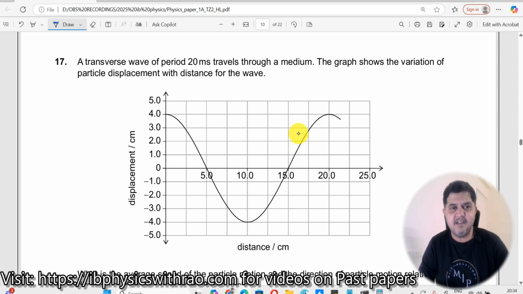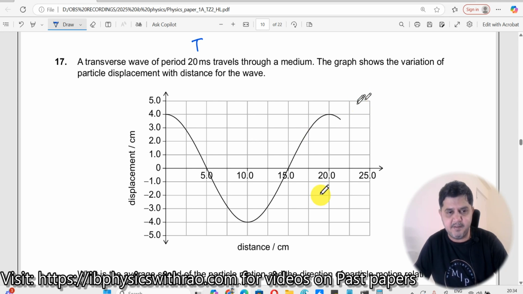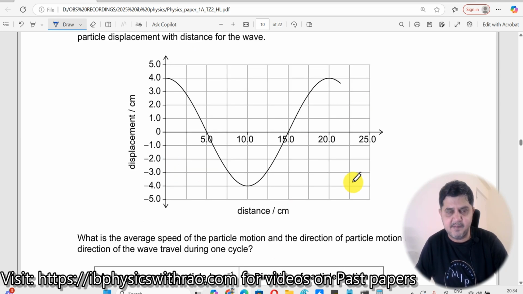Question number 17. A transverse wave of period 20 milliseconds travels through a medium. The graph shows the variation of the particle displacement with distance for the wave. Displacement versus distance is given. What is the average speed of the particle's motion?